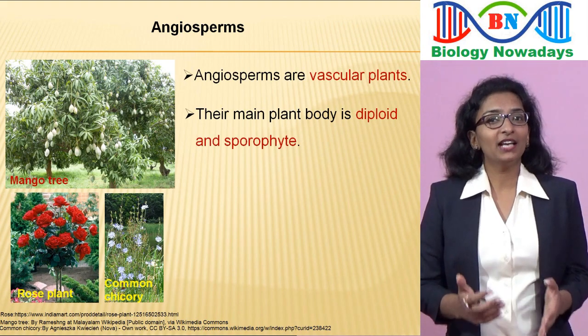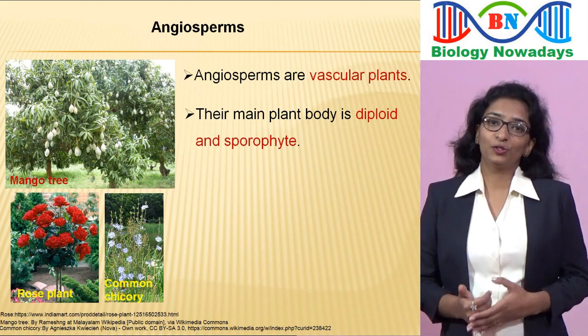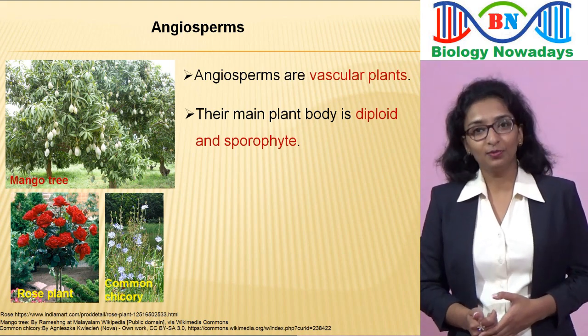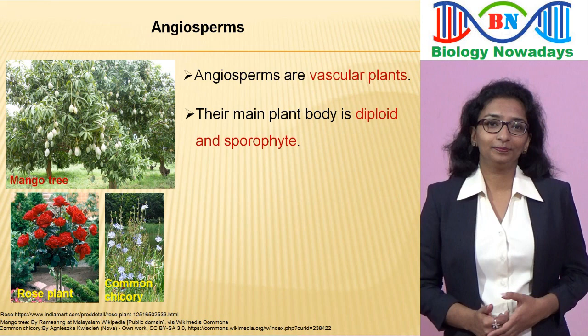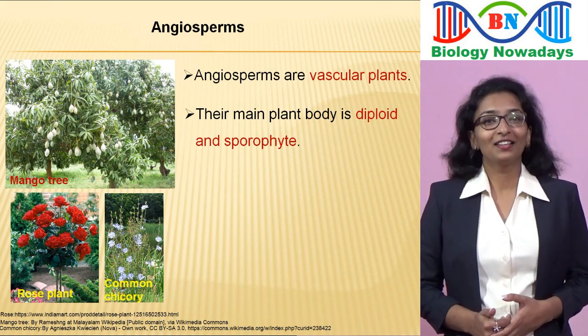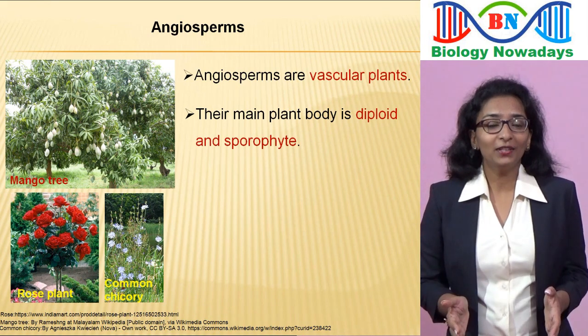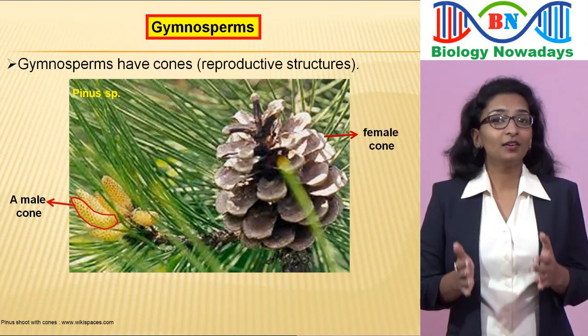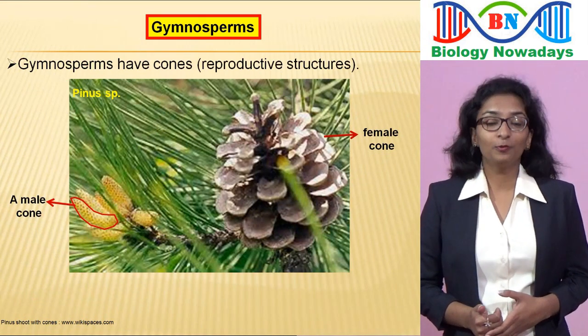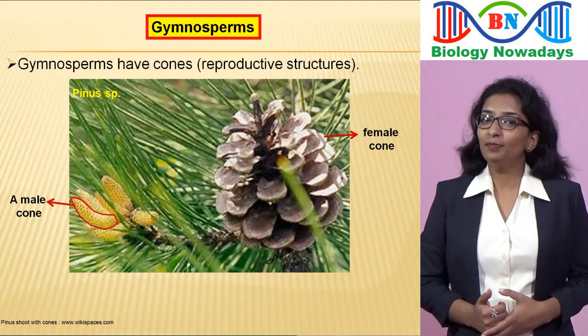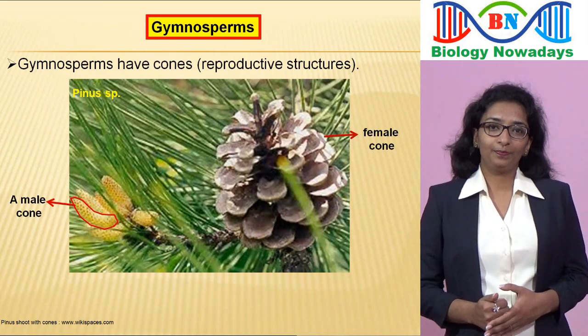Now, before we proceed with angiosperms, I strongly suggest you to watch my previous lecture on gymnosperms because this will make things much easier to understand. Okay, let's go on. You know that gymnosperms have reproductive structures called cones. Male cones which bear pollen grains and female cones which bear ovules.